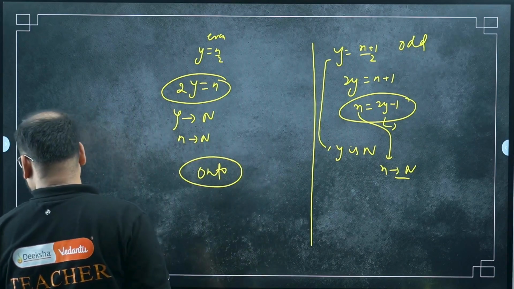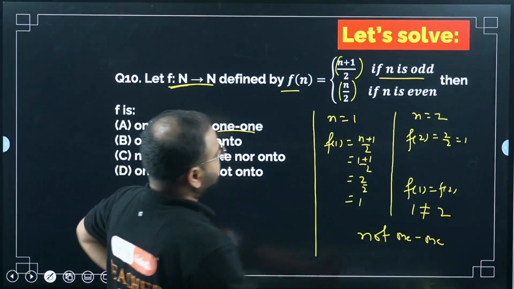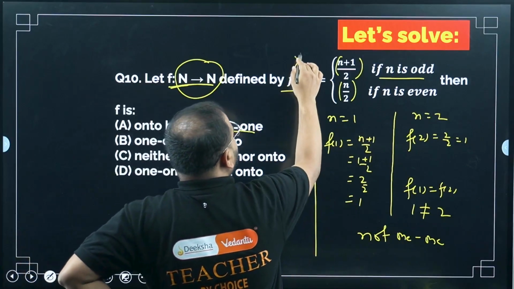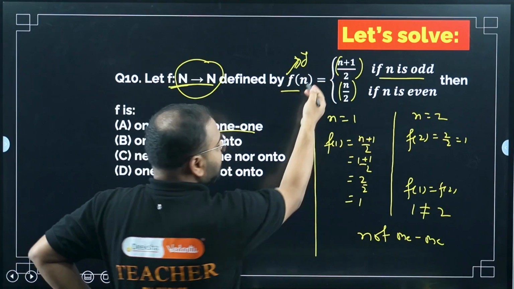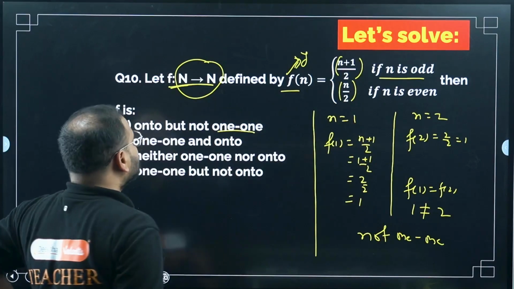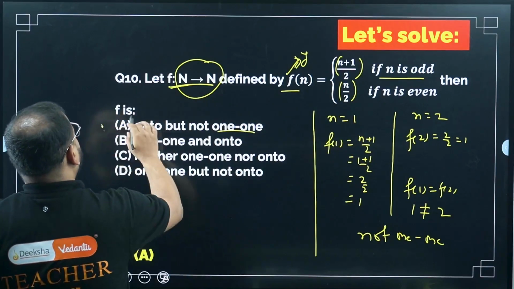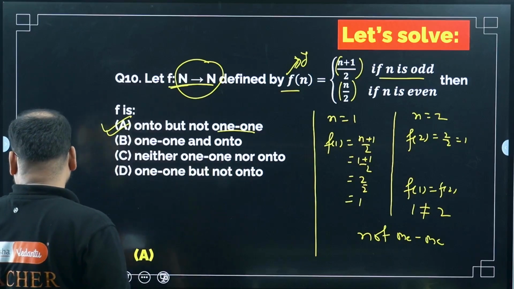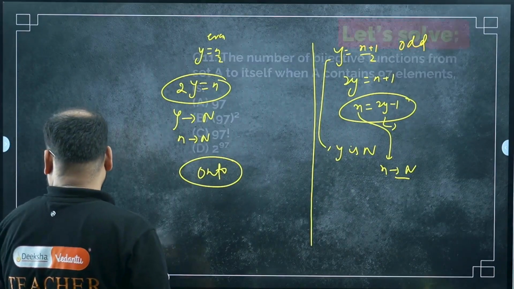So for both the functions, whether odd or even, this has to be what? Natural number. So I took this as y. So when I took y as a natural number, I got n also as a natural number. It means this function is validated. So I get option A: onto but not one-one. Moving on.